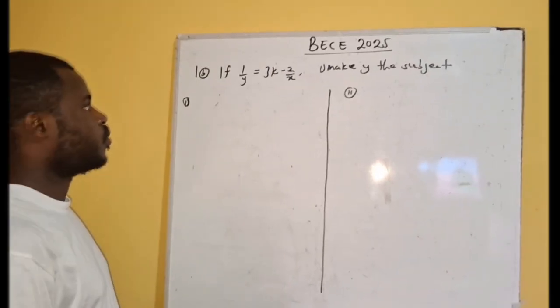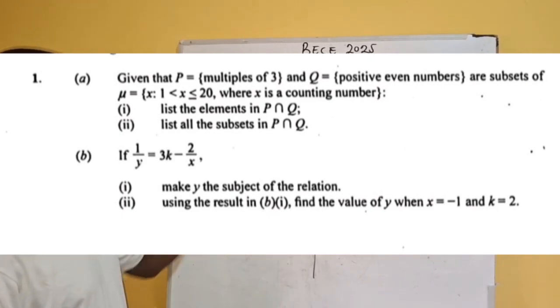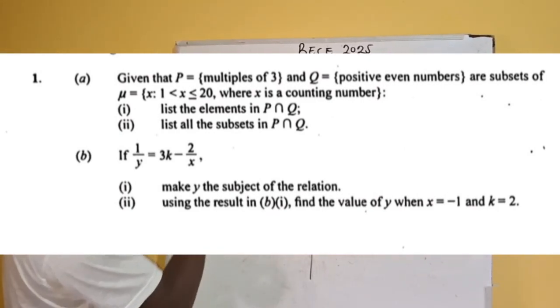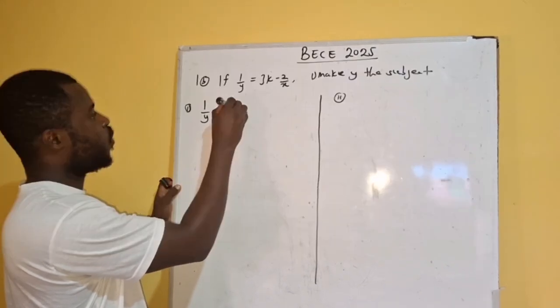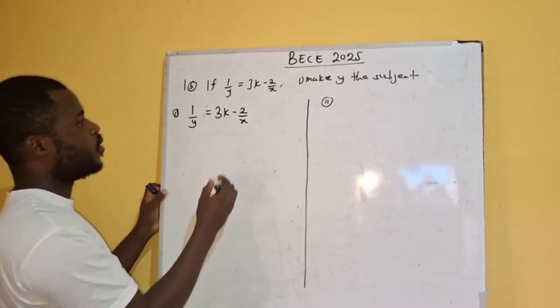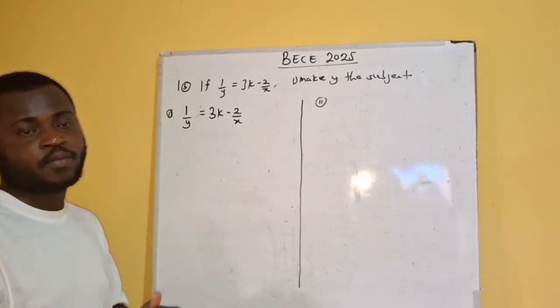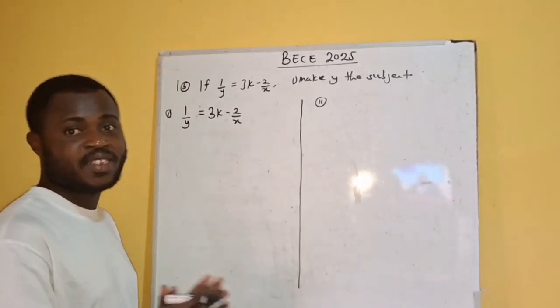The B says if 1 over y is equal to 3k minus 2 over x. So 1 over y is equal to 3k minus 2 over x. You have to make y the subject. Making y the subject means you make the y stand alone.